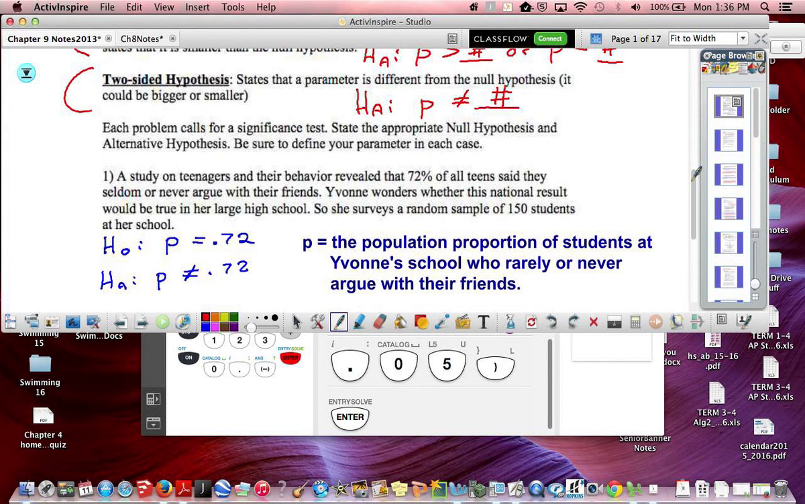Then you always need to make sure you tell me what the symbol you're using represents. In our case, it's the population proportion of students at Jovan's school who rarely or never argue with their friends.